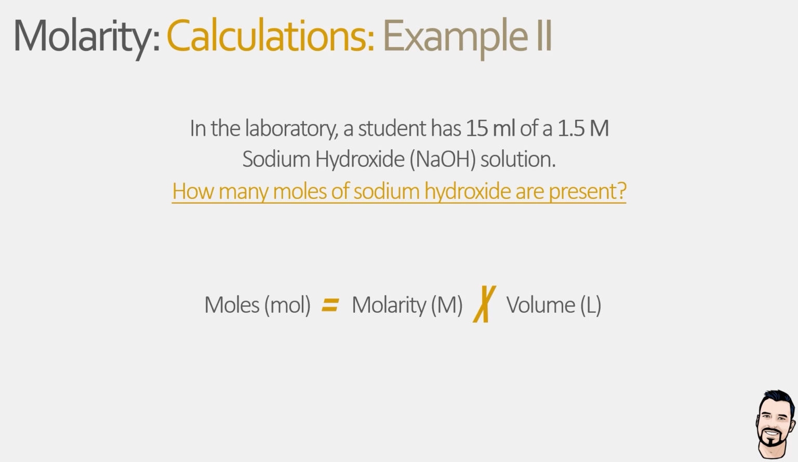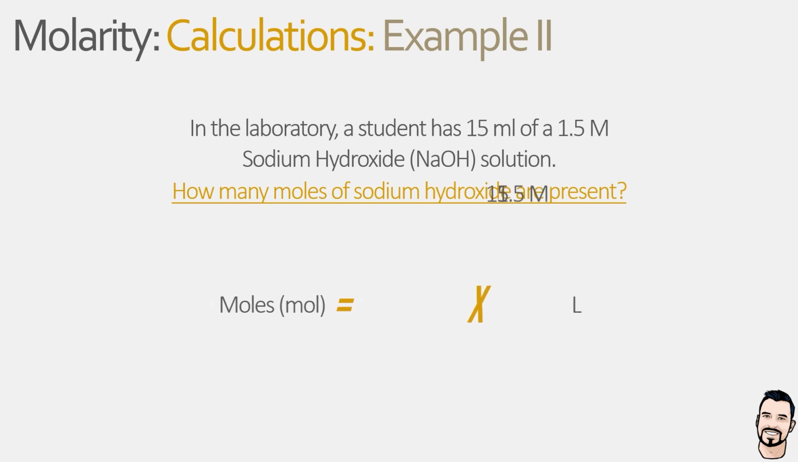giving the number of moles being equal to the molarity of the solution multiplied by the volume in litres. So now we can start adding information from our question into the equation, giving us moles being equal to 1.5 molar multiplied by 0.015 litres. And note that whilst putting our volume into the equation, I automatically converted it from millilitres to litres. And so now we can solve this, giving us an answer of 0.023 moles in our 15 millilitre solution.